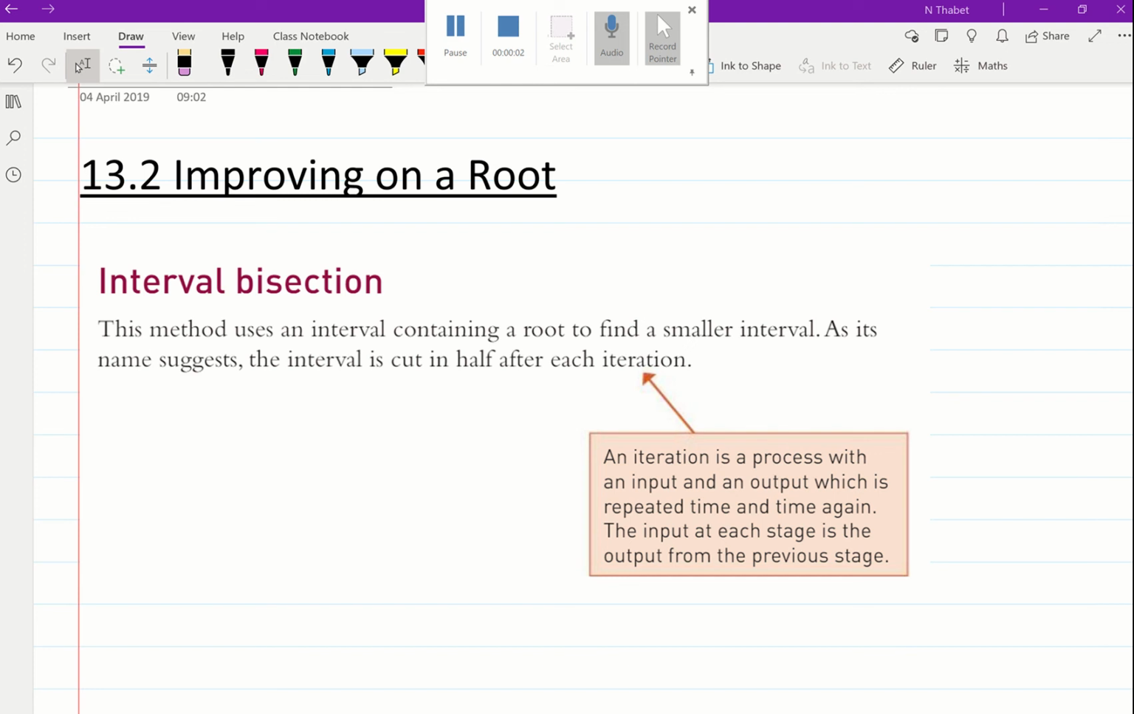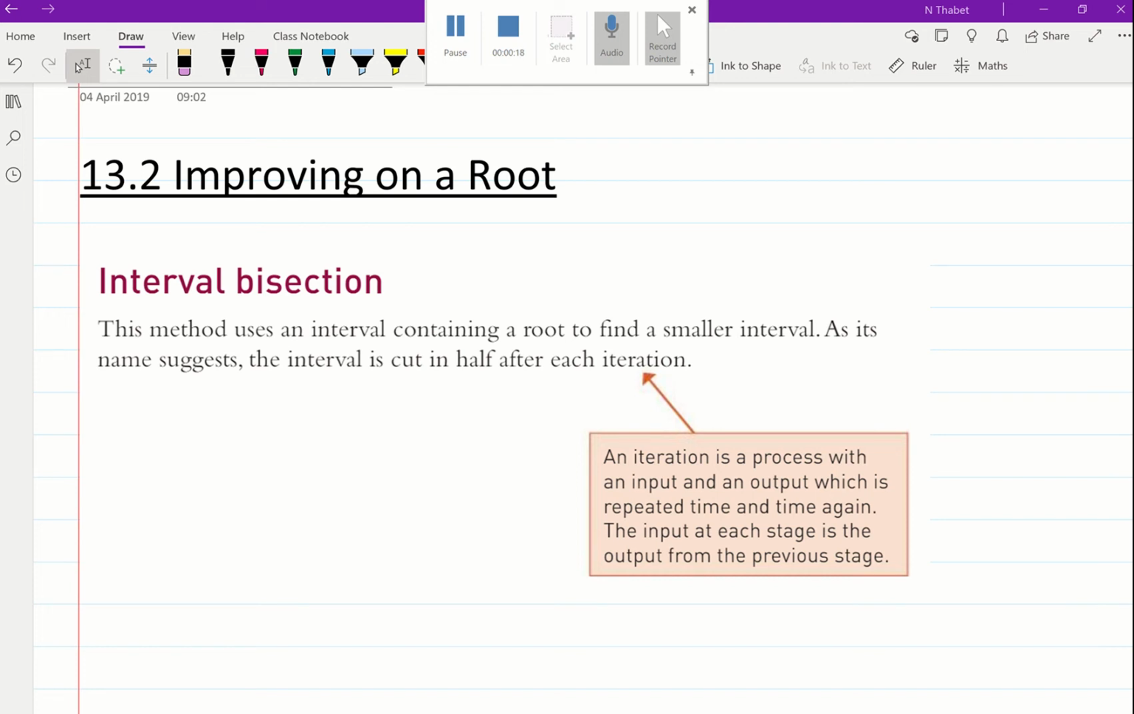This is Numerical Methods and section 13.2, called Improving on a Root. So we want to zone in and try and find smaller intervals and find better approximations for our root.